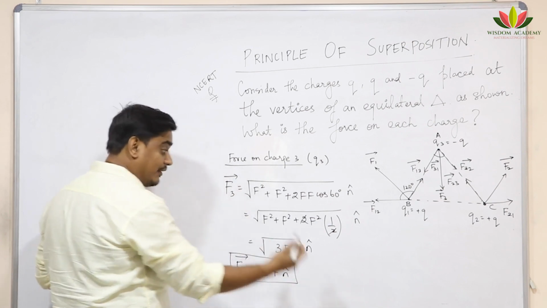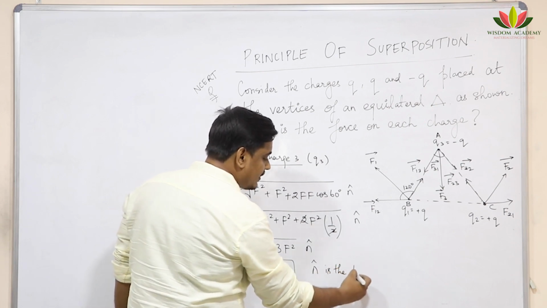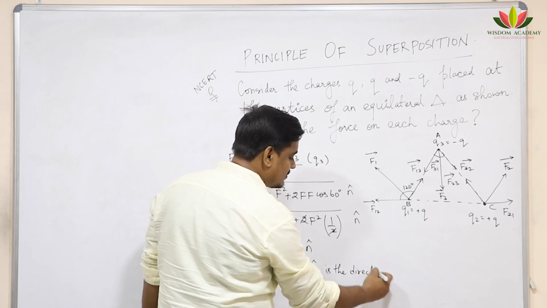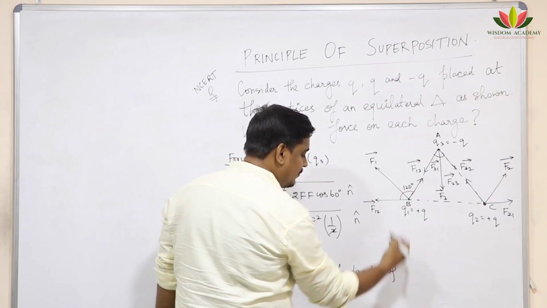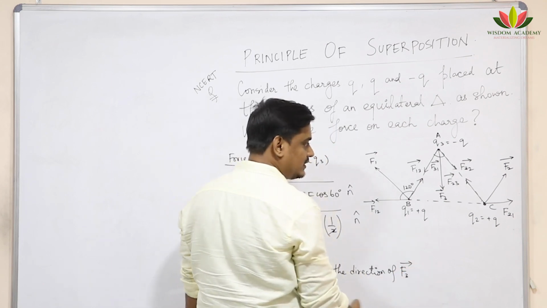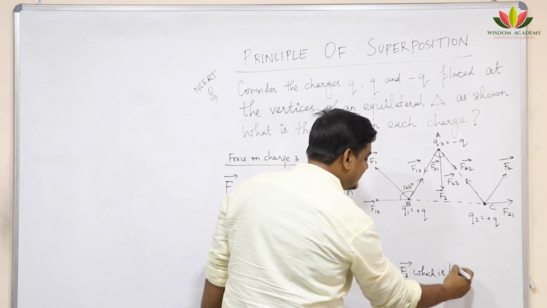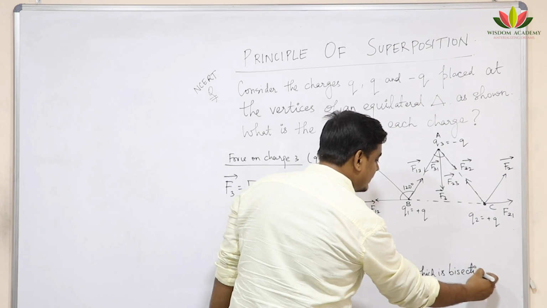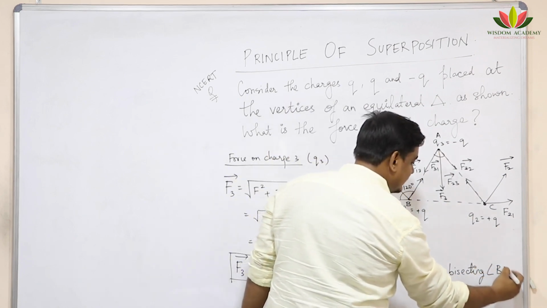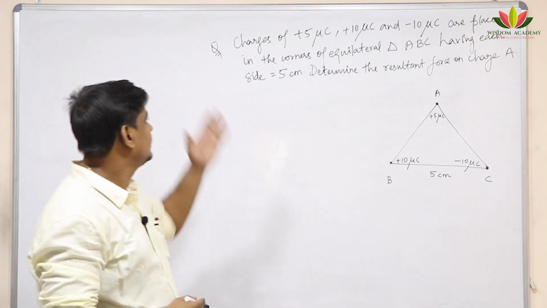Now here, if you want, you can define n cap as the direction of the third force, which is bisecting the angle, which angle? BAC. So this is the direction of F3. Let us see one more question.